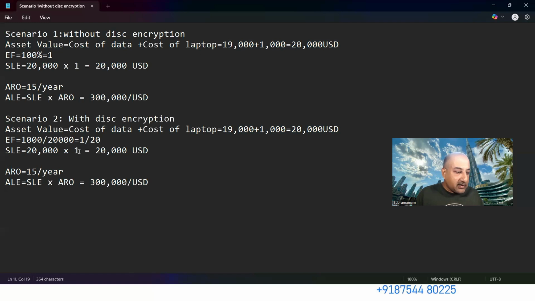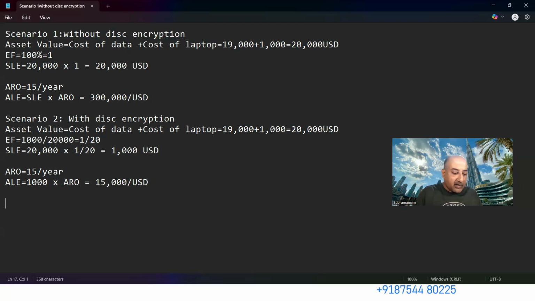SLE is equal to 20,000 divided by 1 by 20, that becomes 1,000 US dollars, 15 per year. So SLE multiplied by ARO, SLE is 1,000, ARO is 15. So this becomes 15,000 US dollars. Merely by doing a disk encryption, we are saving drastically, 285,000 US dollars per annum.